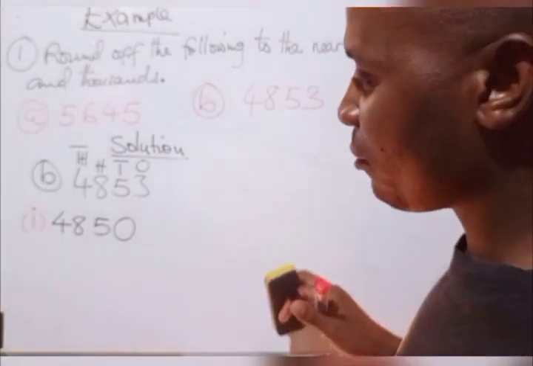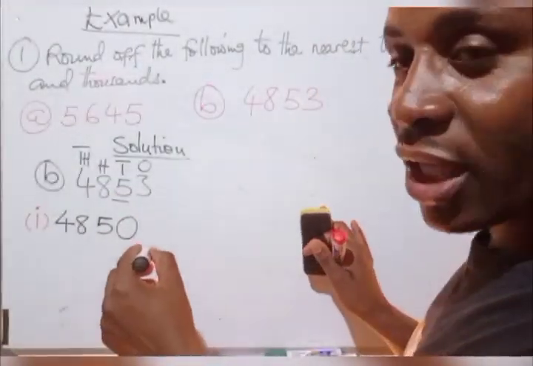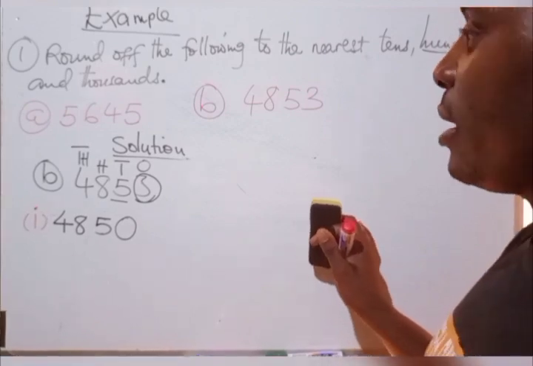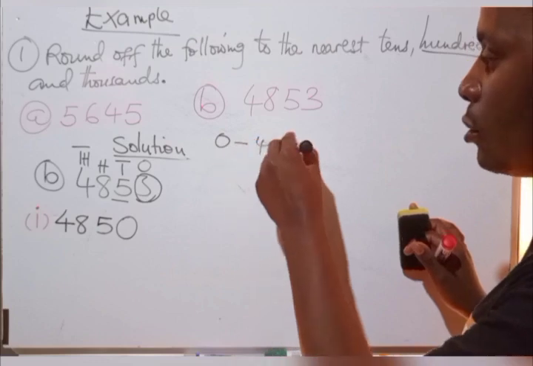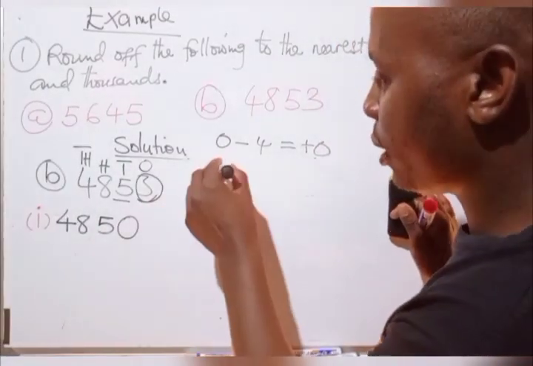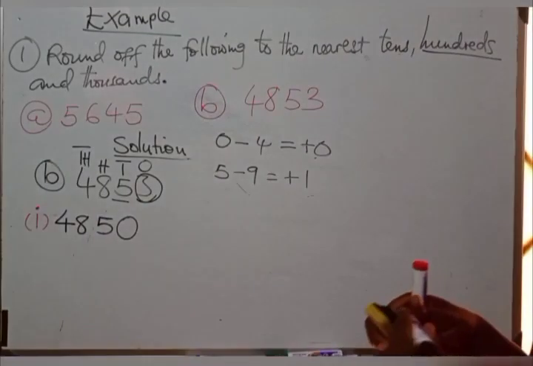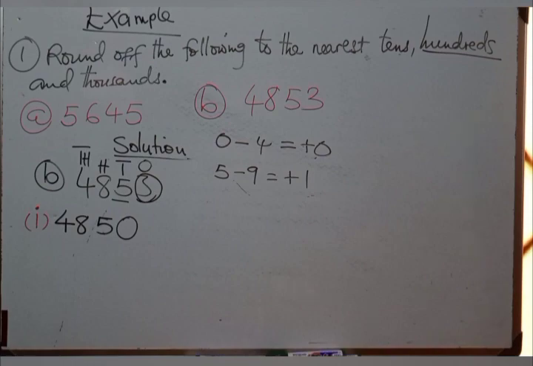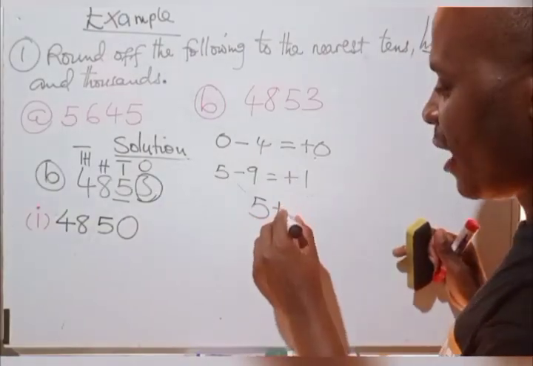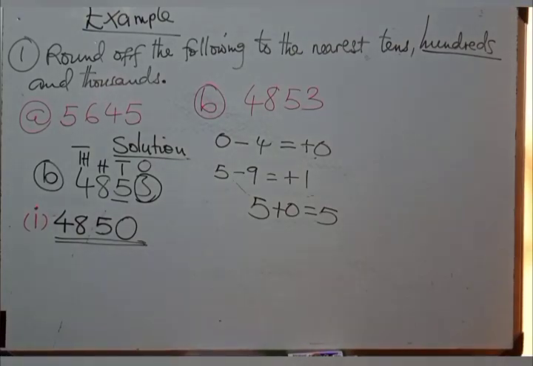Now what are we going to do? We look at the digit after the required place value, to the right of the required place value. The digit is 3. Is 3 among 0 to 4, where we just add 0 to the required place value, or among 5 to 9, where we add 1? The answer is that 3 is among 0 to 4. This means that we add 0 to 5. What is 5 plus 0? The answer is 5. So our answer there will just be 4,850.